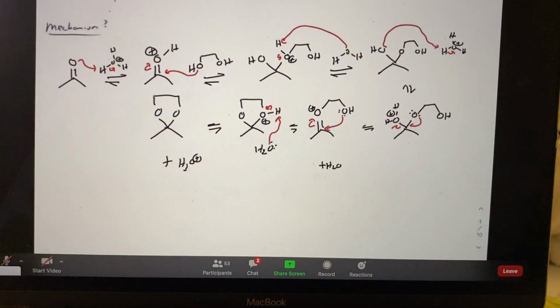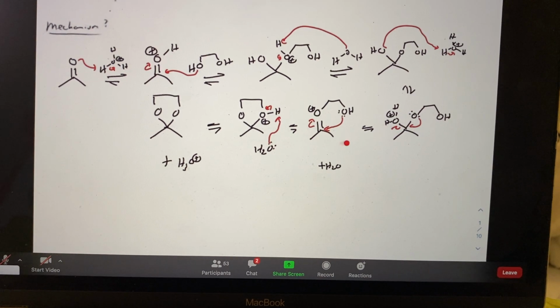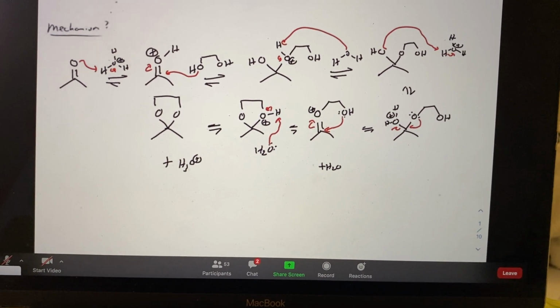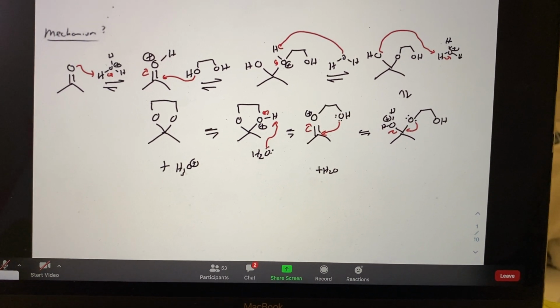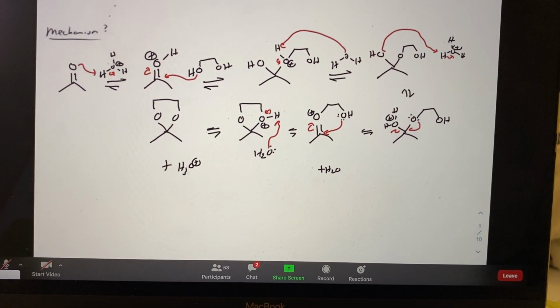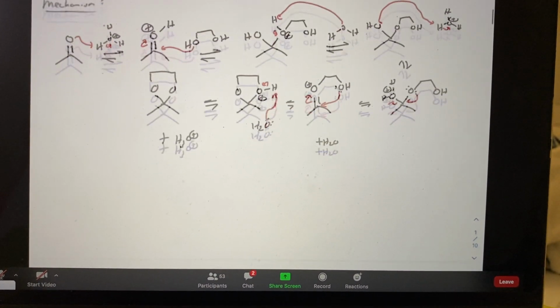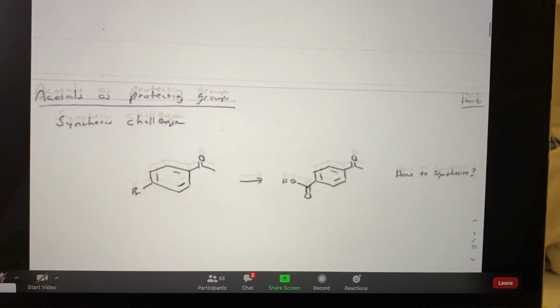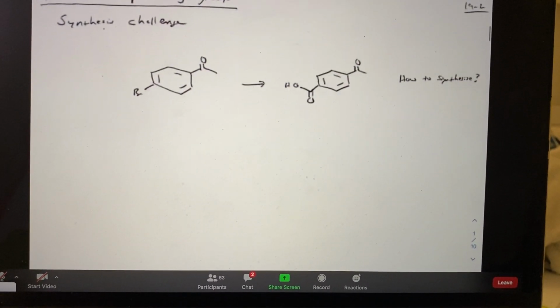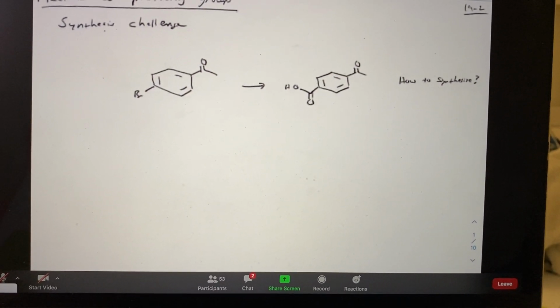So all of these reactions are reversible. You can actually control the direction of the reaction, say by the amount of water that you have in the reaction. Go back to Le Chatelier's principle. And this is useful because we can use this acetal as a protecting group.